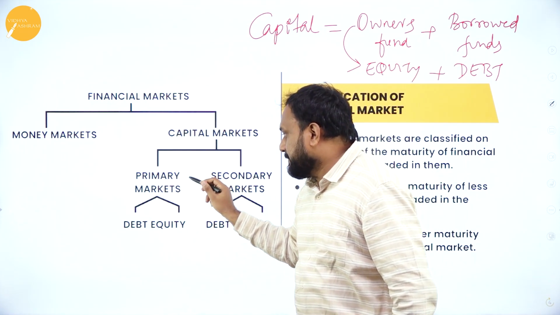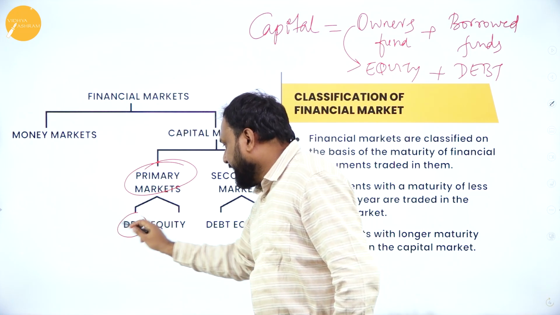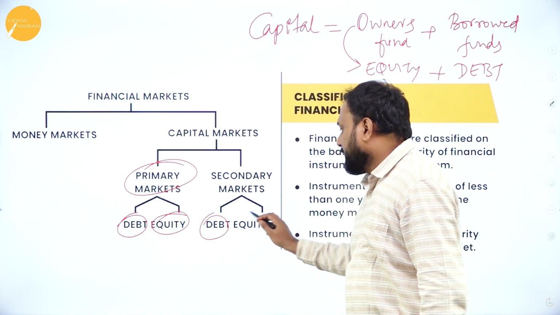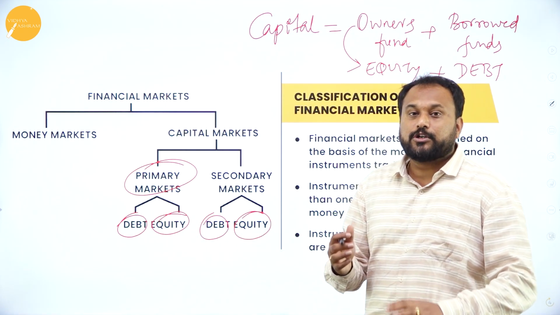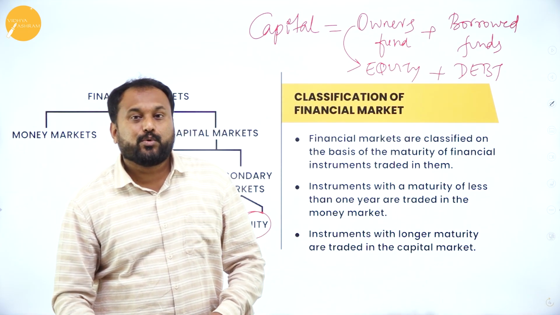Now here also, primary market. In a primary market, there are two: one is debt, another is equity. Secondary market, debt is there, equity. So debt in the sense borrowed fund, equity in the sense the owner's fund. So here we need to understand the equation.